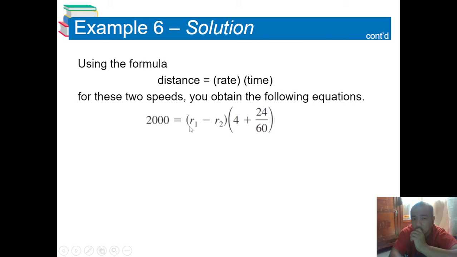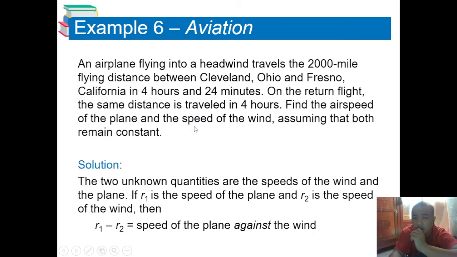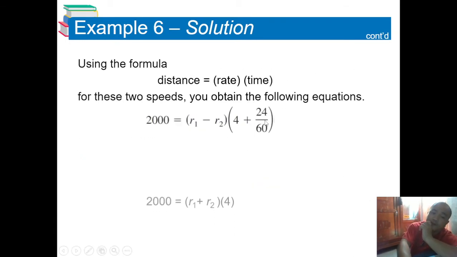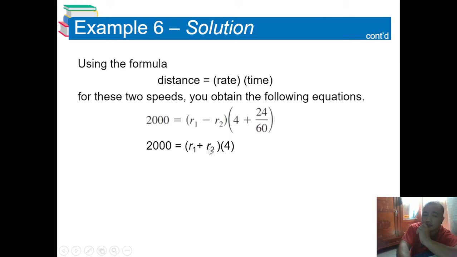Since we are trying to find the rate, that is, the airspeed of the plane and the speed of the wind, assuming that both remain constant, this is the formula. There are actually two formulas. For against the wind, 2,000 equals r sub 1 minus r sub 2 times 4 plus 24 over 60. For with the wind, 2,000 equals r sub 1 plus r sub 2 times 4, forming a system of linear equations.